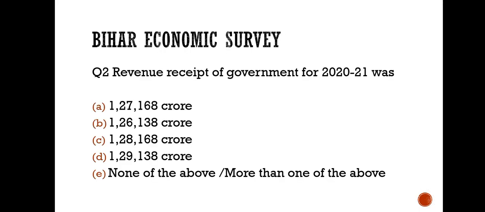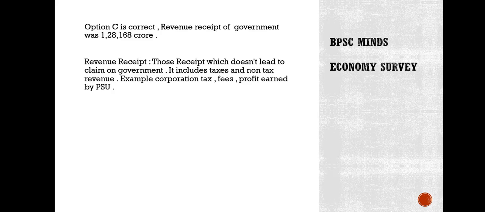Moving to the next question now. The revenue receipt of the government for 2020 to 21 was, you can see the option now. I will directly move to the answer. Let's see the answer. Option C is correct. Revenue receipt of the government was around 1,28,168 crore. Now if we look into the definition of the revenue receipt, revenue receipt is basically something that does not create a claim on the government, neither does it lead to reduction of asset of the government.